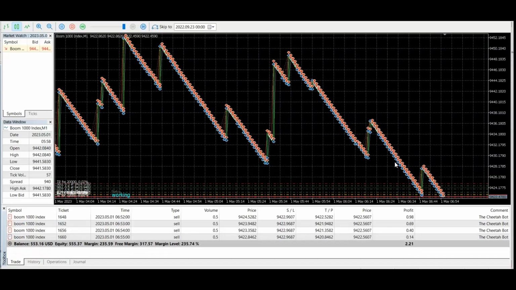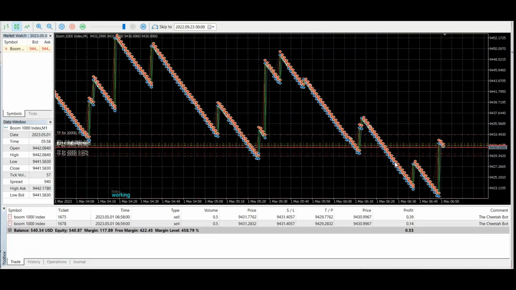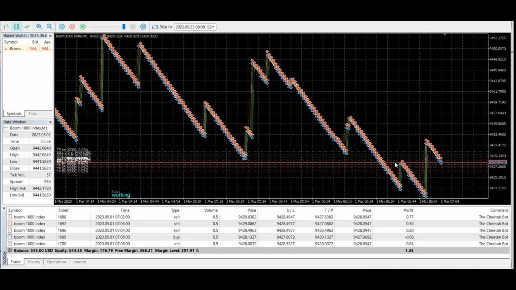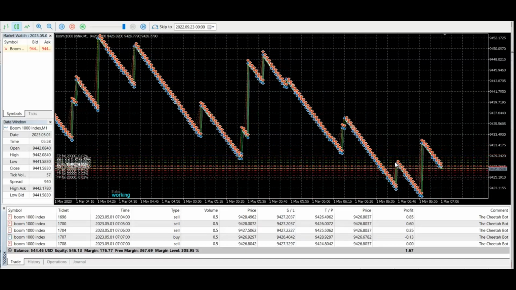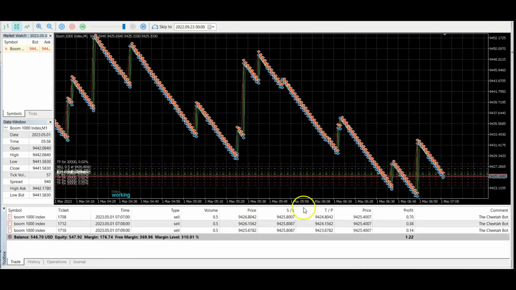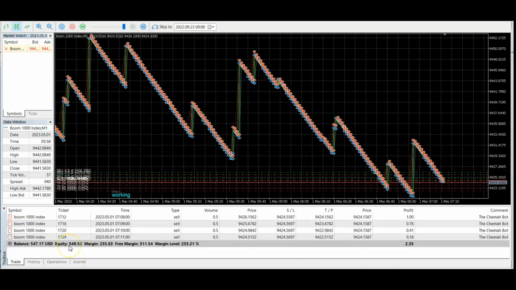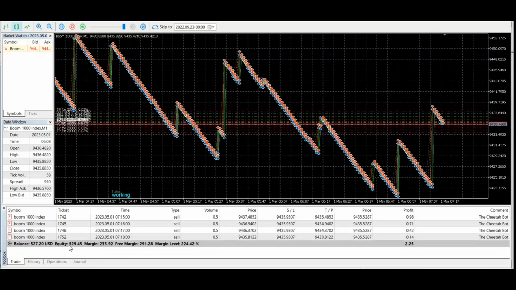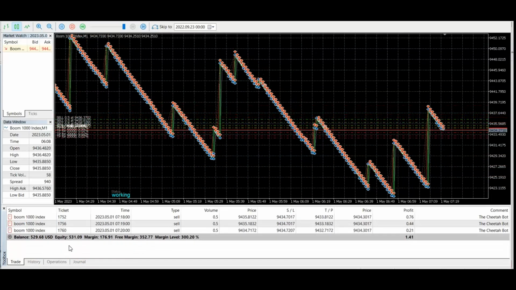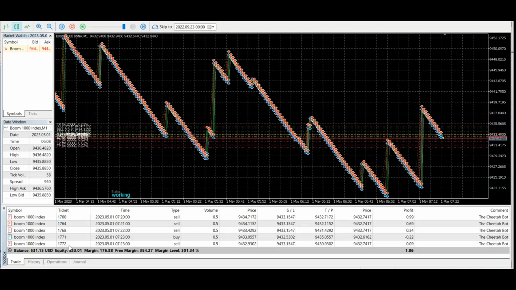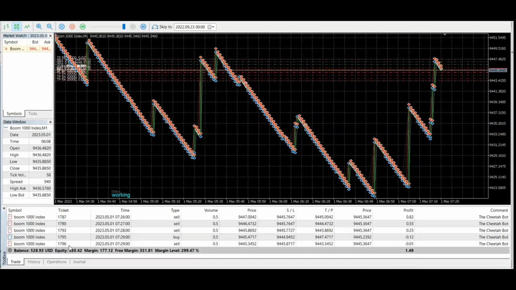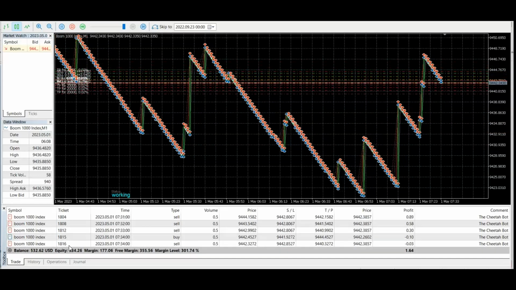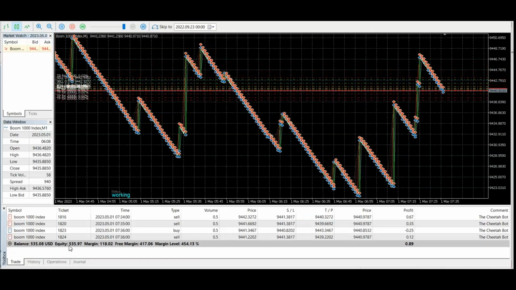So guys, on my rating, I would give this EA at least a 4.5, because as you can see, it hasn't gone all the way down by chewing into the initial investment. It's still above the initial investment. The main aim is to protect the initial investment, not to chew into it. So that's how it is, guys.